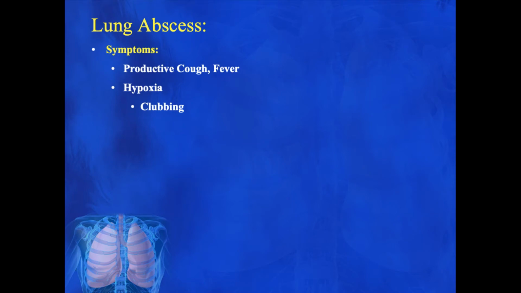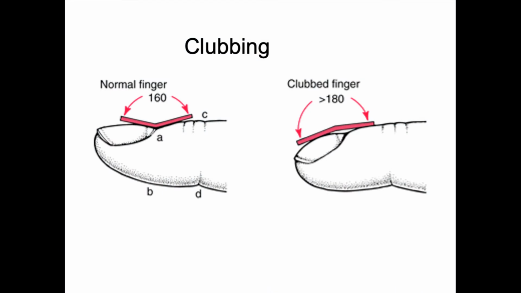Now, symptoms would be a productive cough, fever, hypoxia, of course, from this, leading to clubbing of the fingers. Complications would be that it spreads systemically with this infection, and then you could have a septicemia that's occurring.